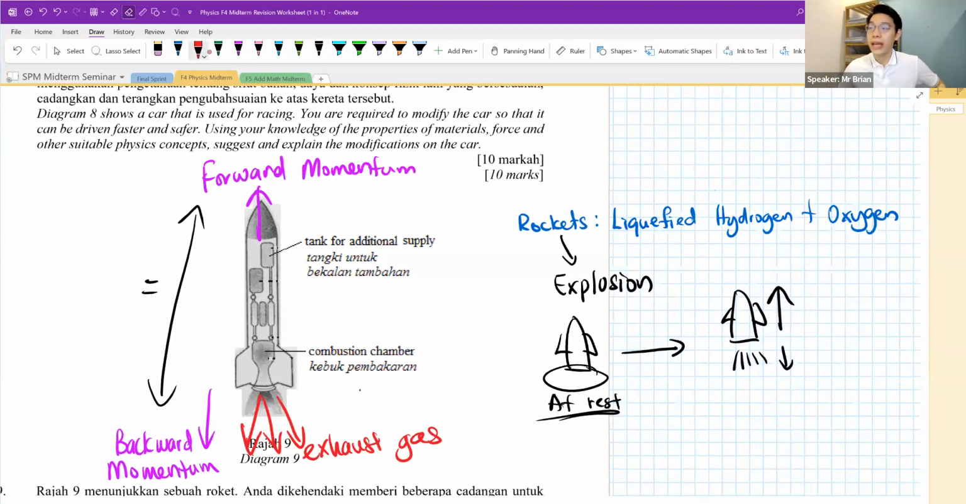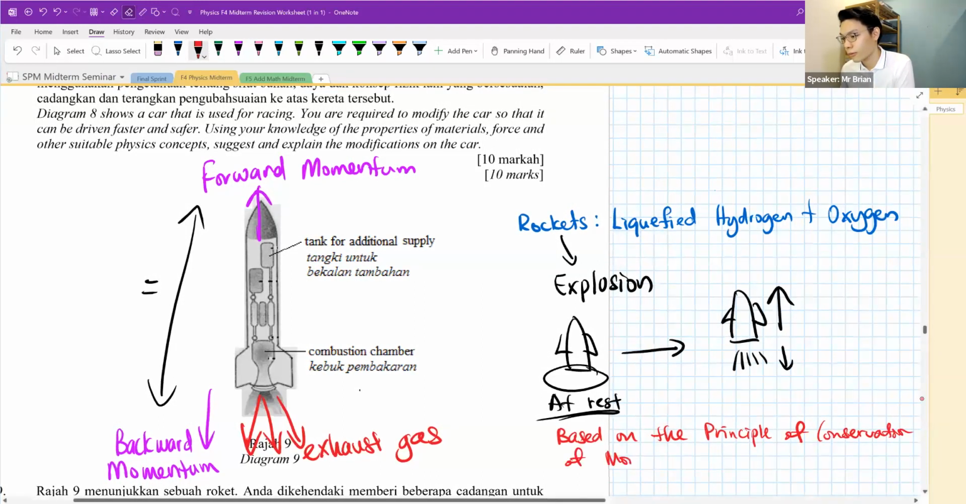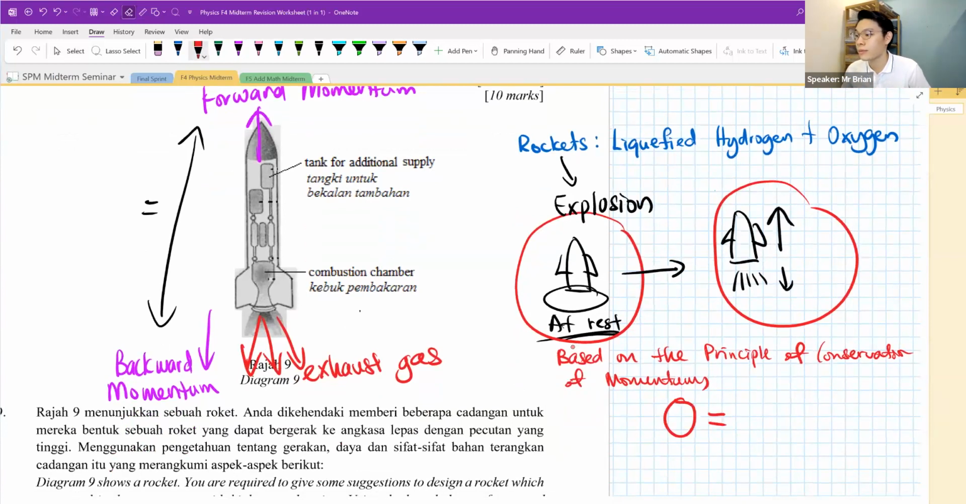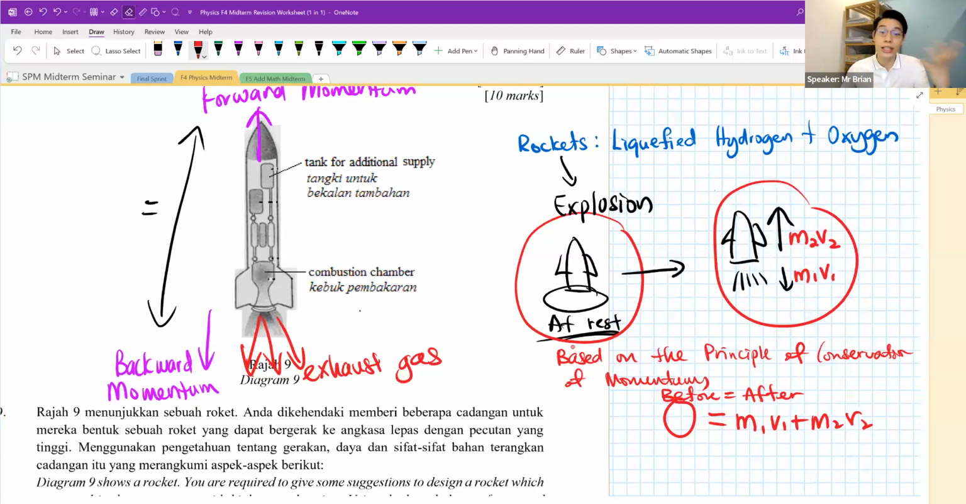So based on the principle of conservation of momentum, total momentum before is equal to total momentum after. If before that, my total momentum is 0, then after that, my total momentum will be the mass of the exhaust gas times the final velocity of the exhaust gas, plus the mass of the rocket times the final velocity of the rocket. So I get M1 V1 plus M2 V2. But before that it is totally not moving. Then how come suddenly we have some momentum? Where did that momentum come from?